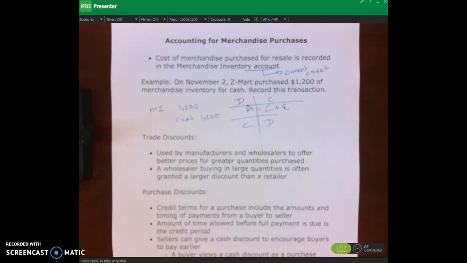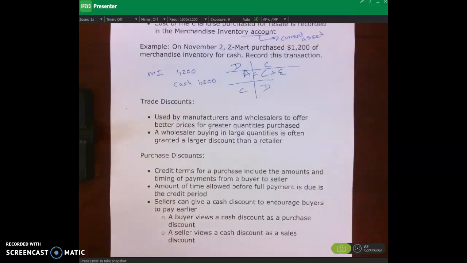Okay, and that's our journal entry, debit merchandise inventory, and then credit to cash. Okay, so continuing on, talking about trade discounts. Trade discounts are used by manufacturers and wholesalers to offer better prices. So they're basically just discounts given for buying a lot, buying in bulk, right?